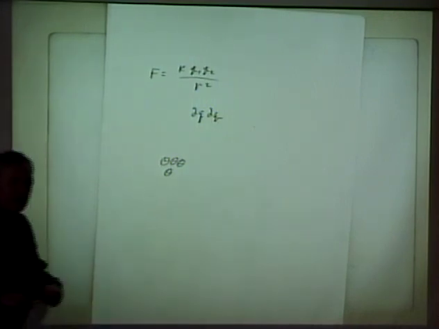And then problem 6, what is the electric field inside a conductor? Inside it, 0. The electric field inside a conductor is 0. It's always 0.